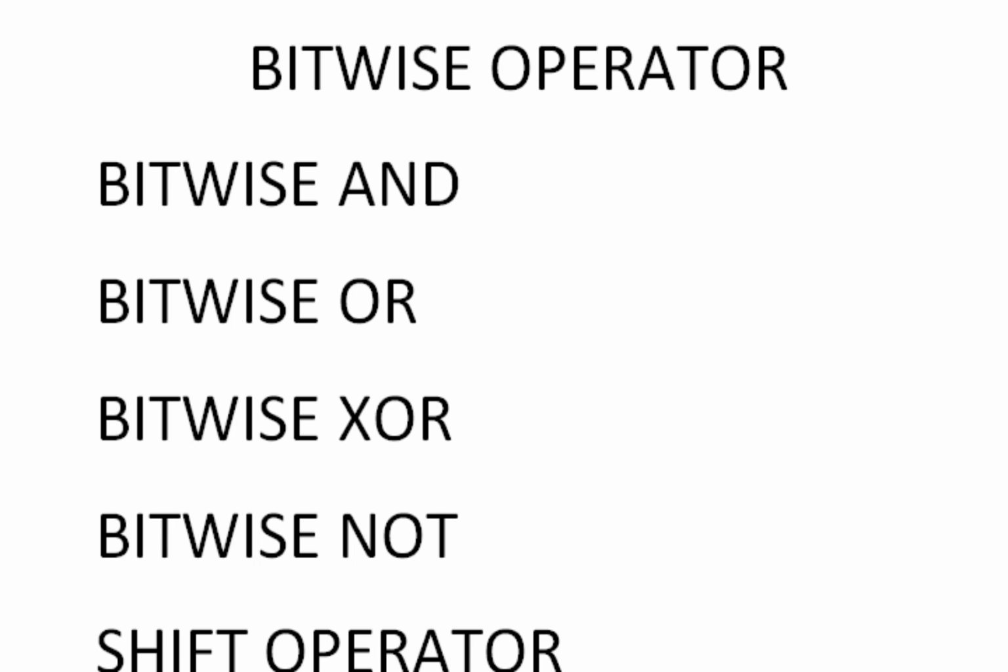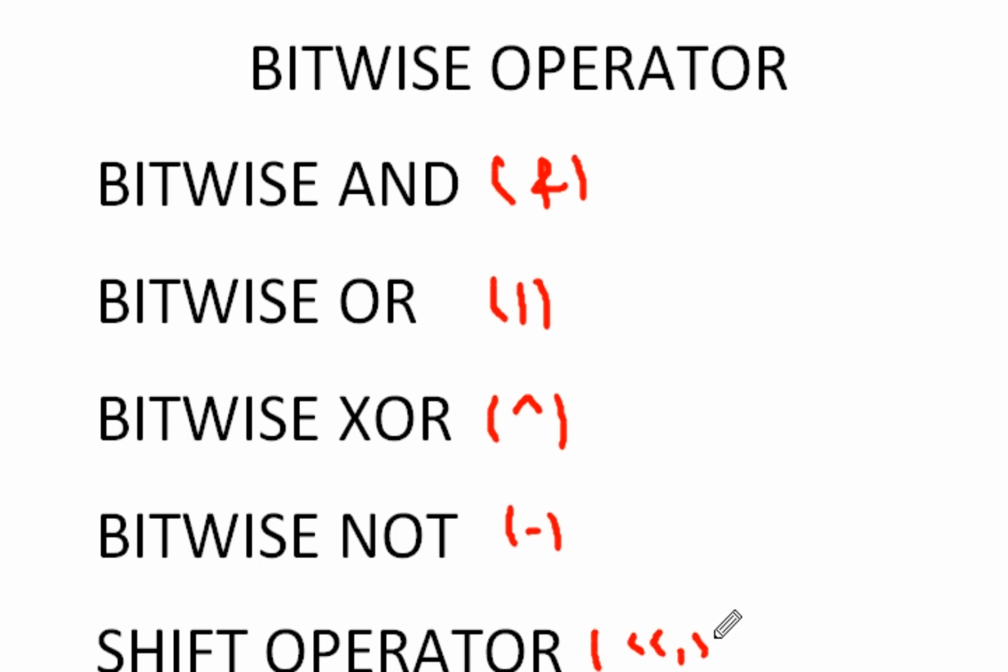Let us understand the symbol of each bitwise operator. The symbol of AND is a single ampersand, and the symbol of OR is a single vertical line, and XOR is this symbol. Bitwise NOT is the complement form, and the shift operators are the double greater than or smaller than signs. This is the shift operator symbol.